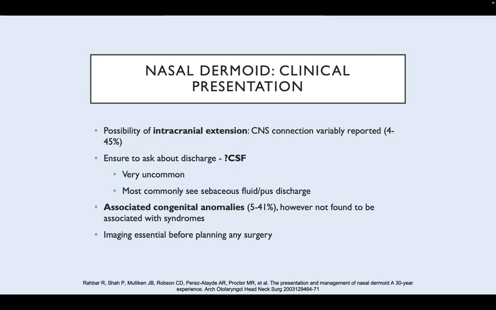And mostly the type of discharge you'll see from these lesions is a sebaceous type fluid or a pussy type of discharge. In terms of associated congenital anomalies, also very variably reported. The range is also wide, 5 to about 40%. However, it hasn't yet been found to be associated with any specific or known syndromes. Just going back to the possibility of an intracranial extension, this is why imaging is essential before planning any kind of intervention.